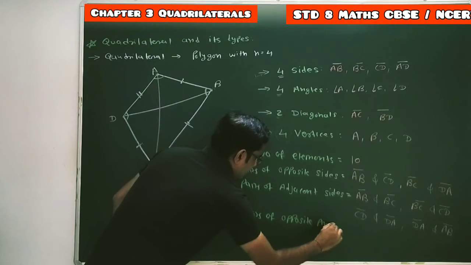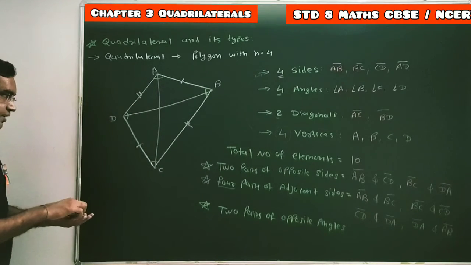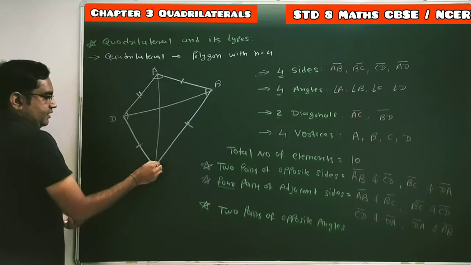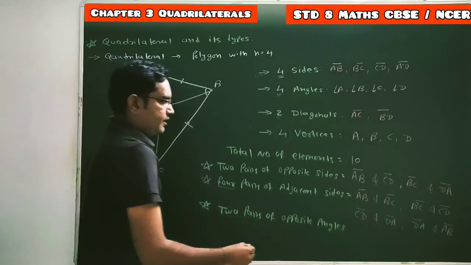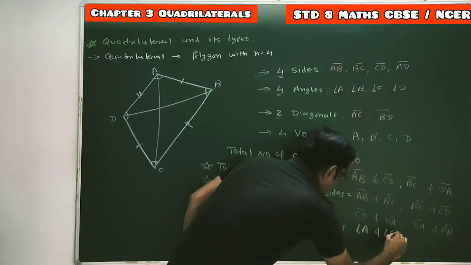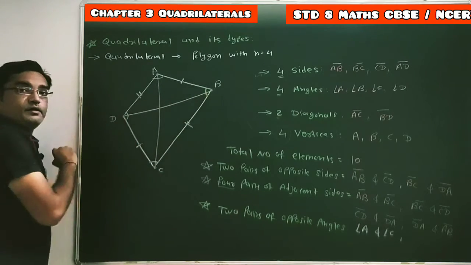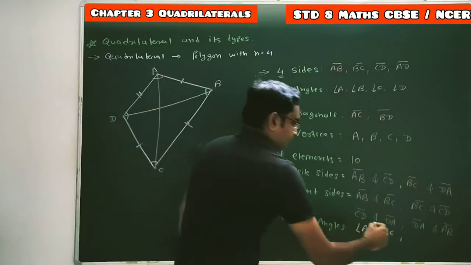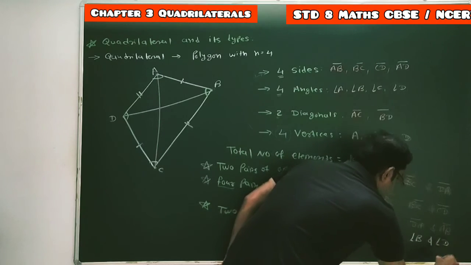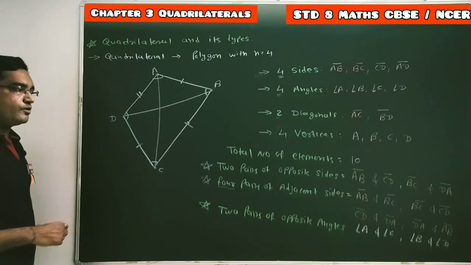2 pairs of opposite angles are there. Which are the opposite angles? Here angle A and angle C. Another pair, angle B and angle D. These 2 angles are said to be a pair of opposite angles.